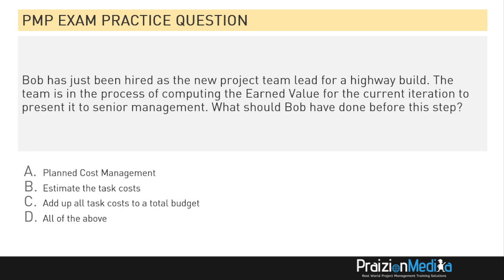All right. So, earned value. Where do we talk about earned value? In control cost. So, what should Bob have done before control cost? Add up all task costs to a total budget. Definitely option C. Estimate the task cost. Definitely. Planned cost management. Definitely. The answer? All of the above. All of the above should have been done before this step. Before you get to computing earned value for the current iteration, yeah, you should have done all those things.